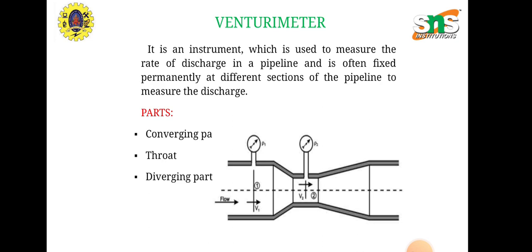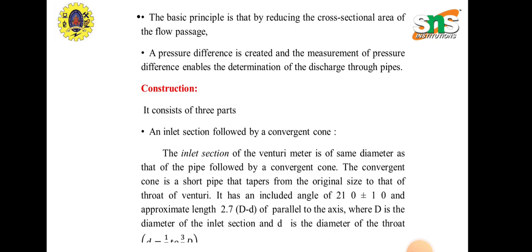Venturi meter. It is an instrument which is used to measure the rate of discharge in a pipeline and is often fixed permanently at different sections of a pipeline to measure the discharge through the pipe. So it has three parts. One is the converging part, section 1 you can see in this figure, and section 2 is the throat, and then it is diverging. So these are the three parts of the venturi meter.